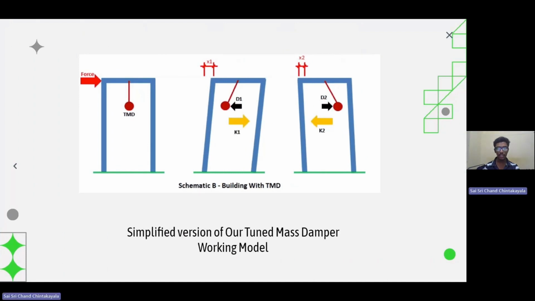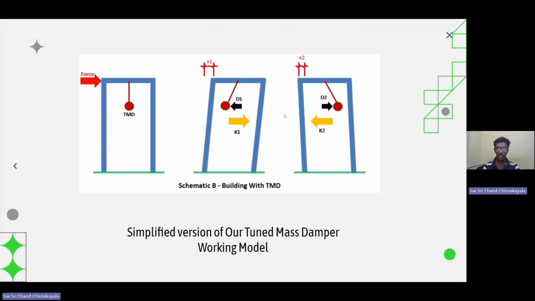So this is a frequency diagram, or we can say a simplified version of the tuned mass damper working model that we have seen in the previous slide. So when the structure is vibrating, the tuned mass damper moves in the opposite direction, counteracting the oscillations of the structure. Therefore, it reduces the vibrations of the structure and maintains the stability of the structure or the building.